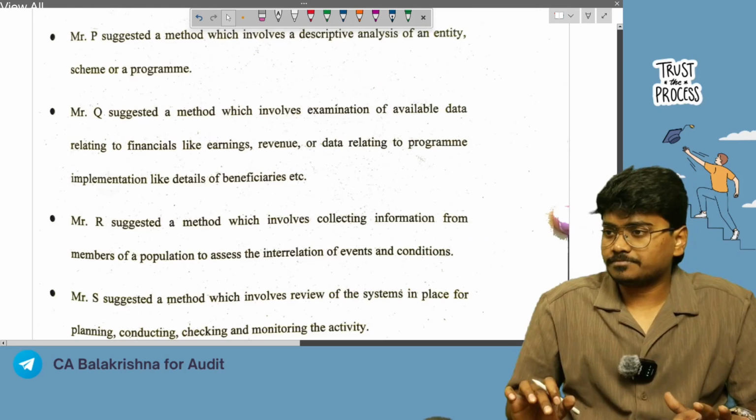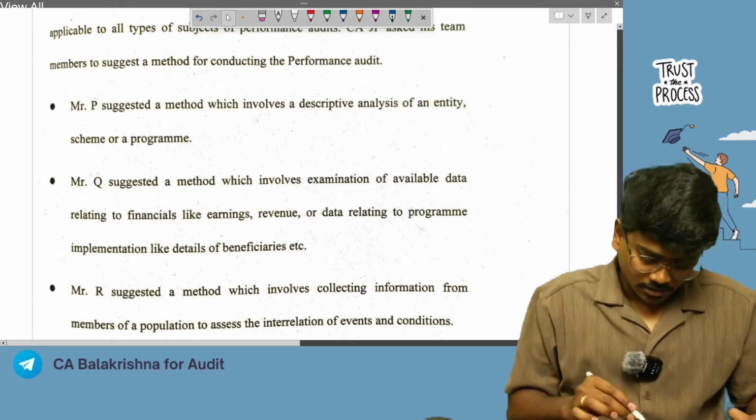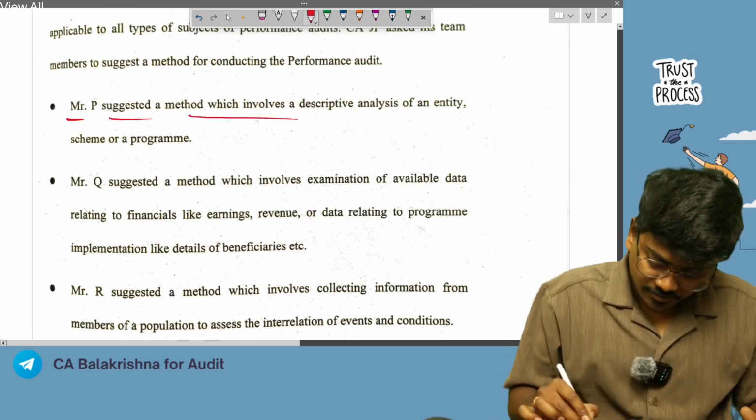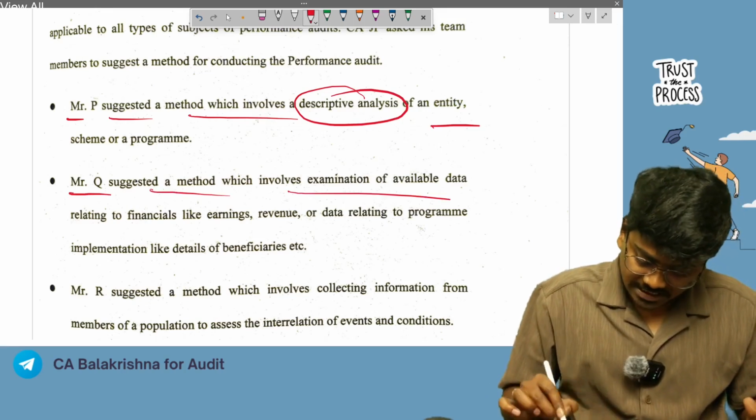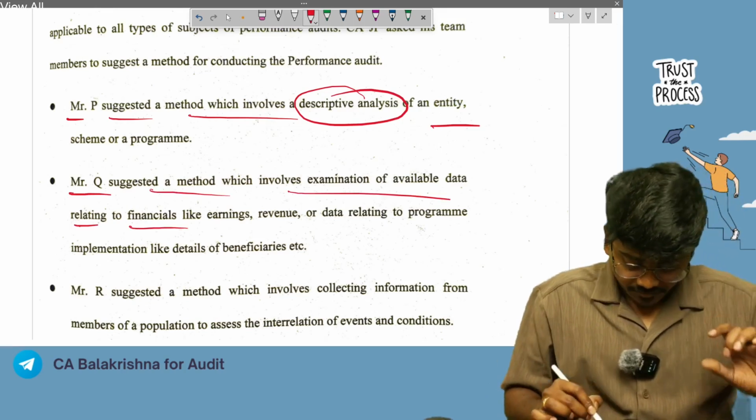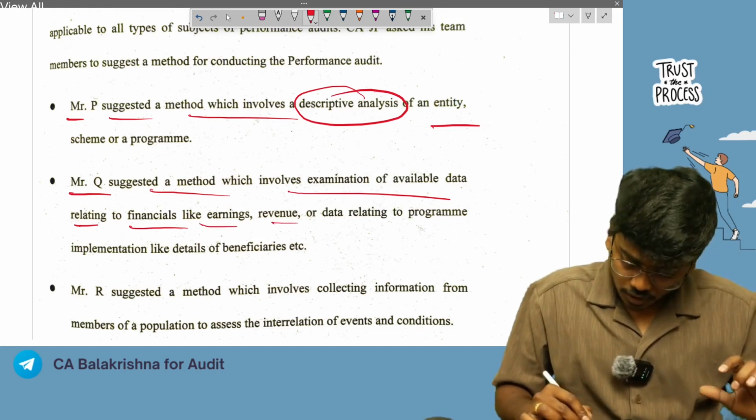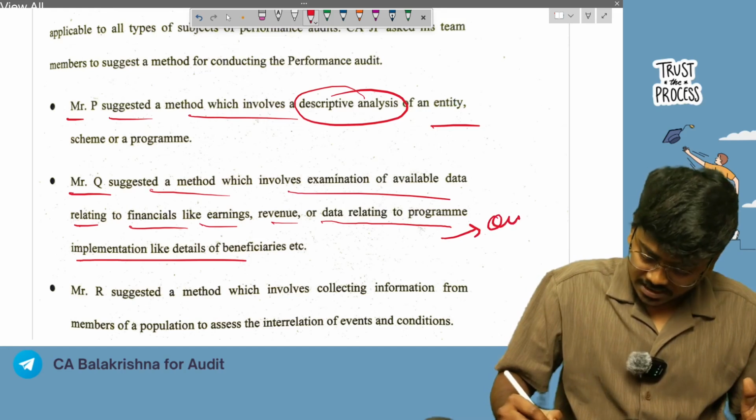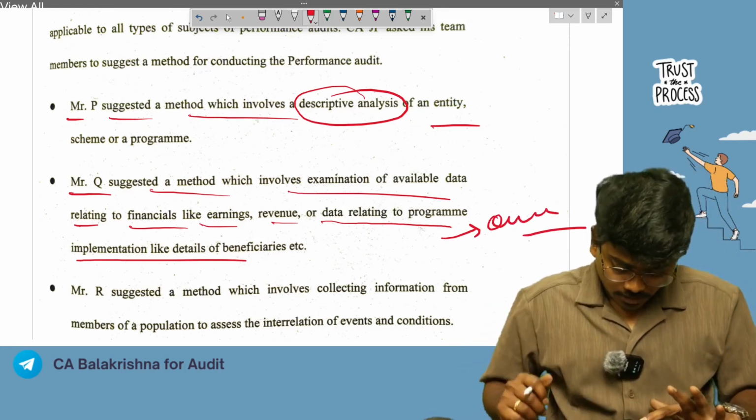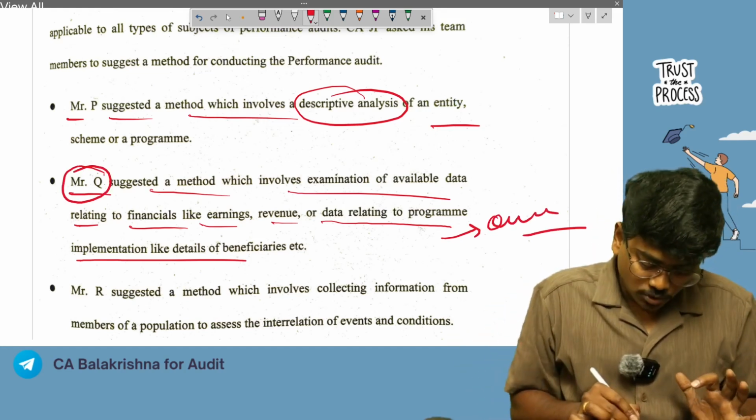Let us see. Mr. P suggested a method which involves descriptive analysis. This is case study. Mr. Q suggested a method which involves examination of available data relevant to financials like earnings, revenue, or data relating to program implementation. Yeah, this is quantitative analysis method, right? So, Mr. Q has suggested this.